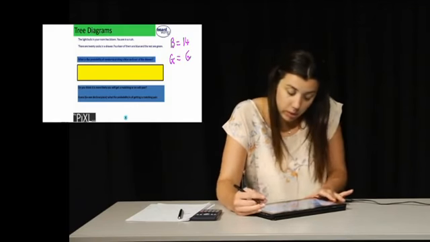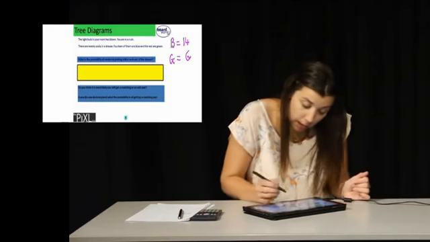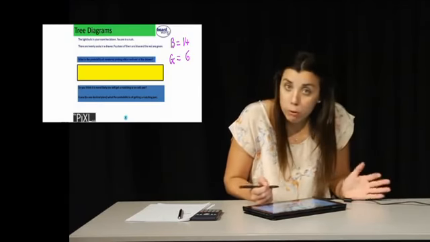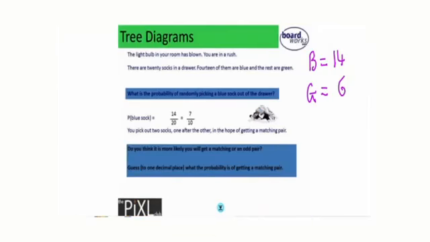They add to 20. What's the probability of randomly picking a blue sock? Okay, so how many blues have we got? 14. How many have we got altogether? 20. So simply we're going to have 14 over 20, which can be simplified to 7 over 10. If you want to make that a decimal, 0.7.